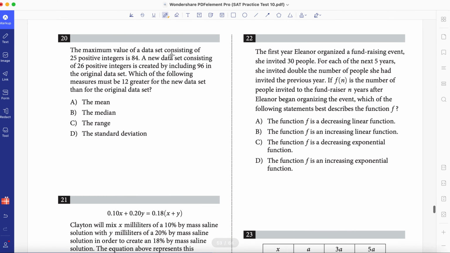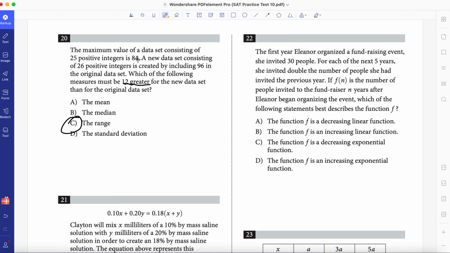Now, the maximum value of a data set consisting of 25 positive integers is 84. A data set consisting of 26 positive integers is created by including 96 in the original data set. Which of the following measures must be 12 greater for the new data set than the original? And that's just going to be the range. Because it's not going to be the mean. Because it says which of the following measures must be 12 greater, so specifically 12 greater.